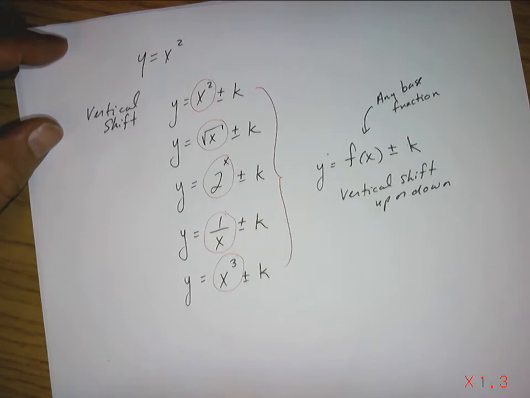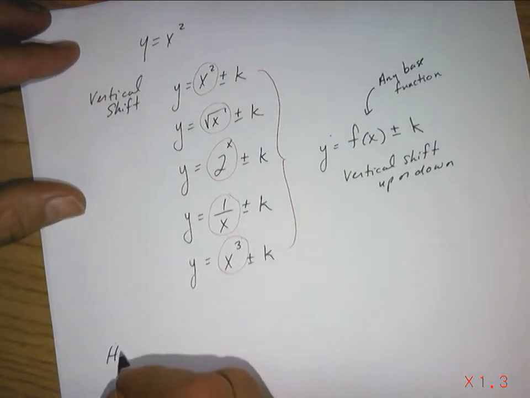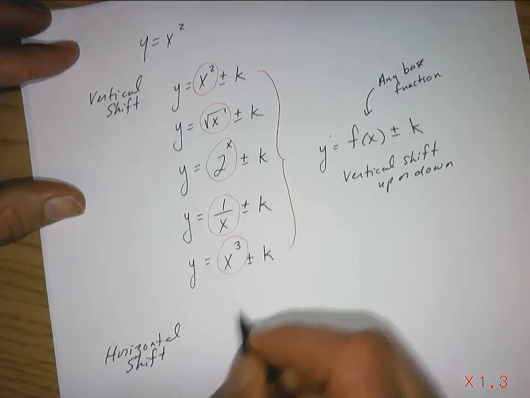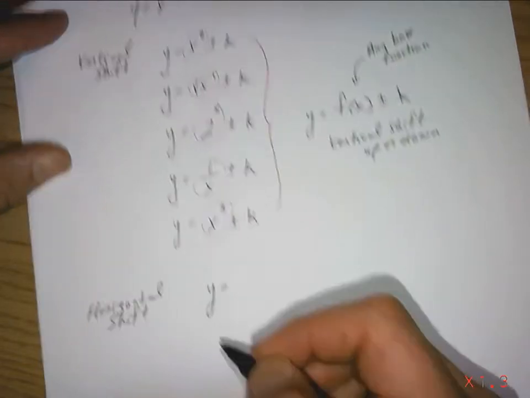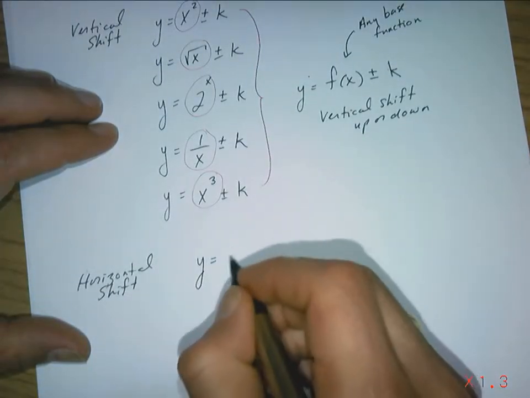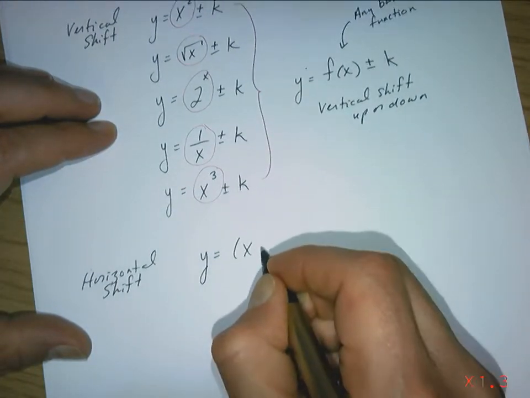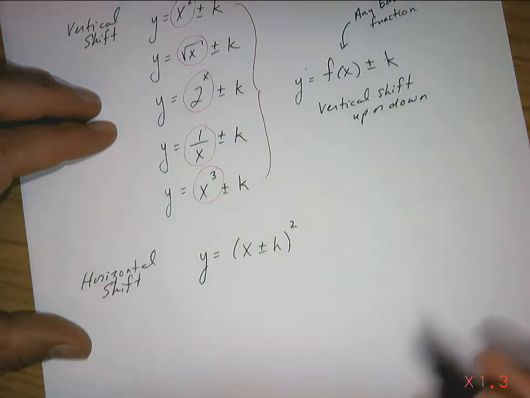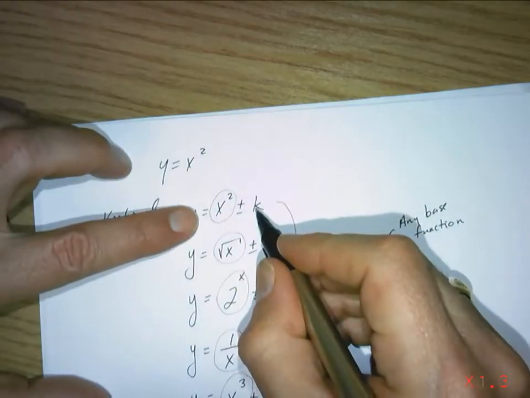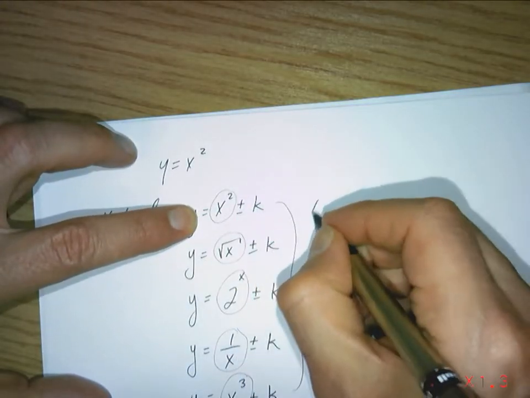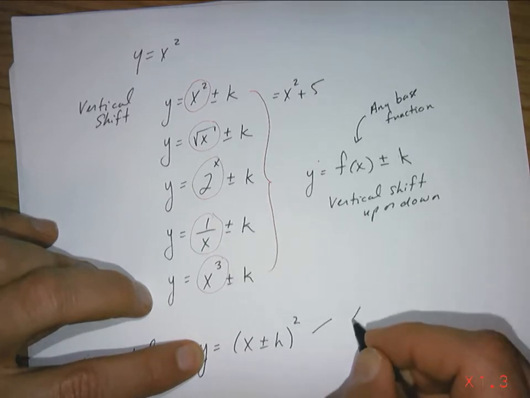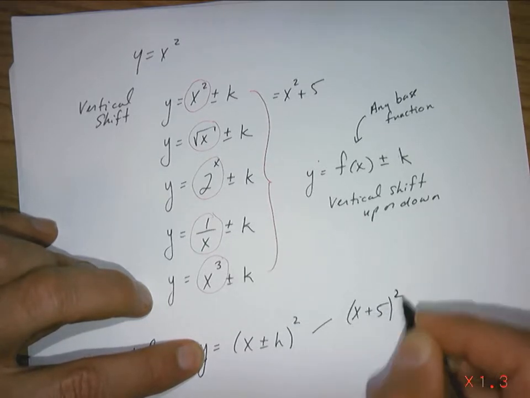Okay? And what about a horizontal shift? So that's movement left or right. Well, if we remember from grade 10, that was going to be inside the function. So it was actually plus or minus h inside the squared. I'll give you an example. Up here, if I was moving up 5, then this one was x squared plus 5. Now this one, if I'm moving to the left 5, it looked like this. It would be x plus 5 squared. That was movement to the left.